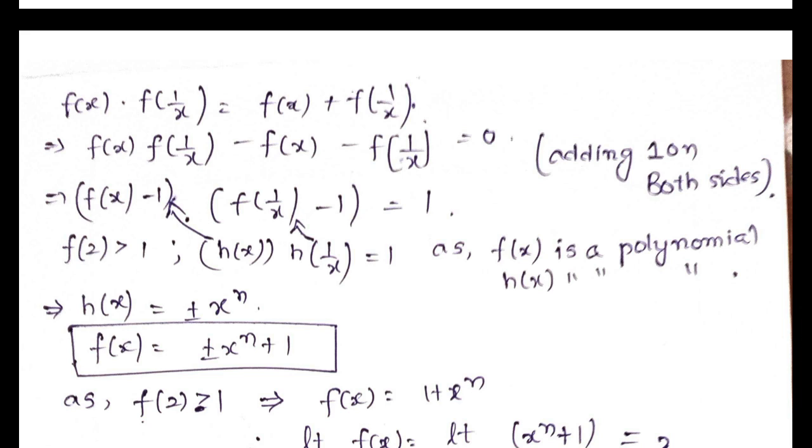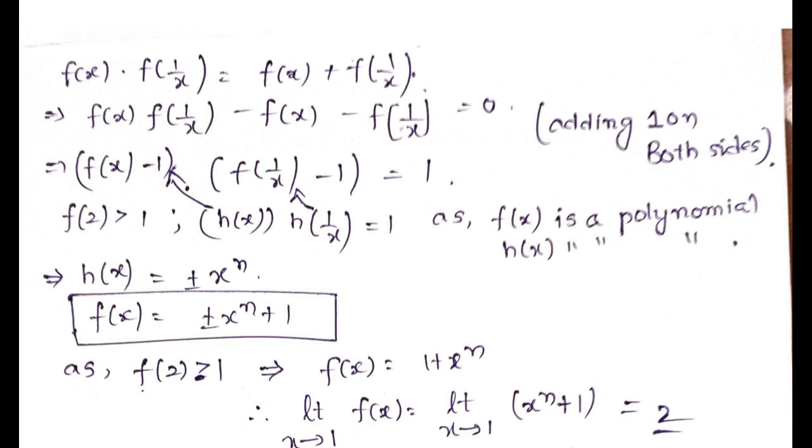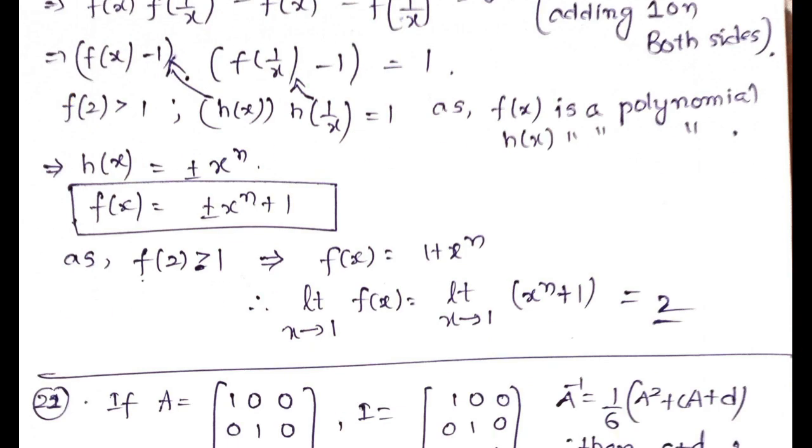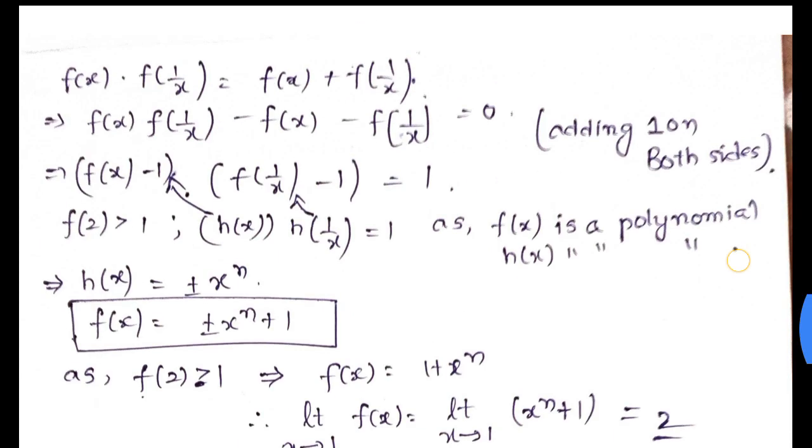Now taking h of x as f of x minus 1 and h of 1 by x as f of 1 by x minus 1, and as f of x is a polynomial, h of x is also a polynomial. Therefore h of x is equal to plus or minus x power n, a polynomial of nth degree. f of x is equal to plus or minus x power n plus 1. We have already been given that f of 2 is greater than 1, so f of x is equal to 1 plus x power n. Now applying the limit to the function, limit x tends to 1 of f of x is equal to limit x tends to 1 of x power n plus 1, which is equal to 2. Okay, we have got the required answer.